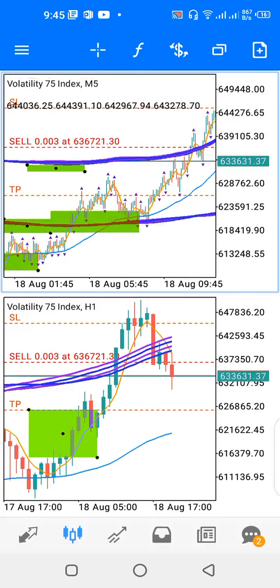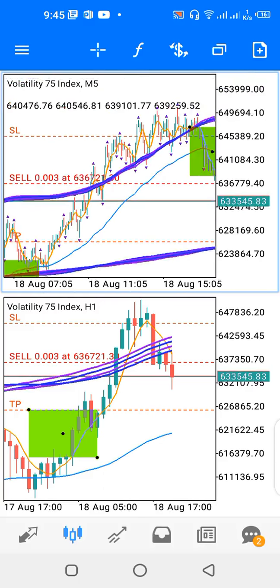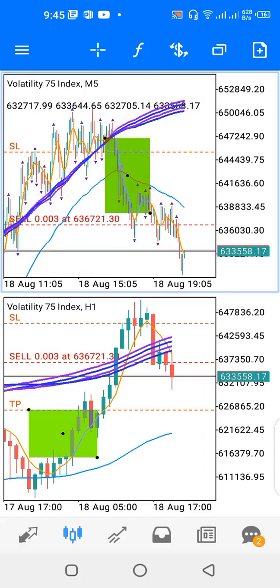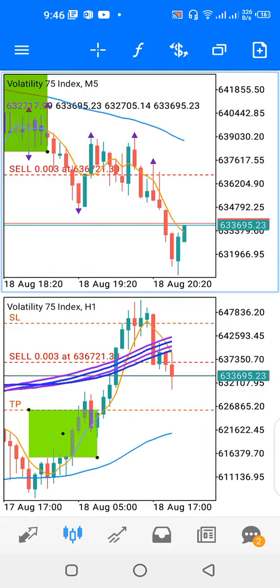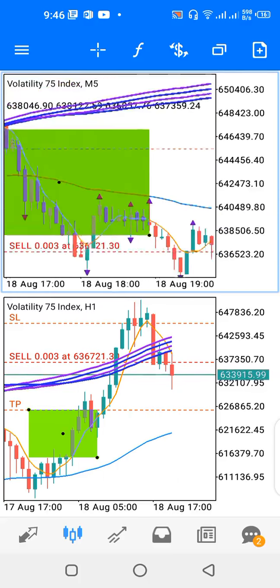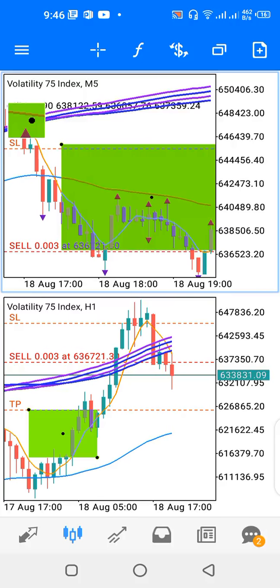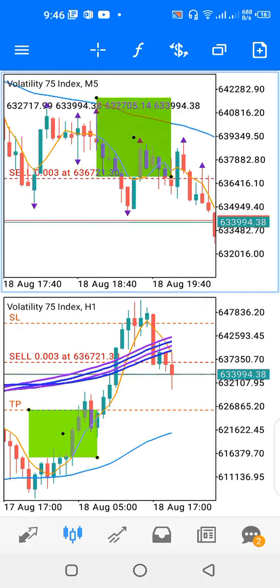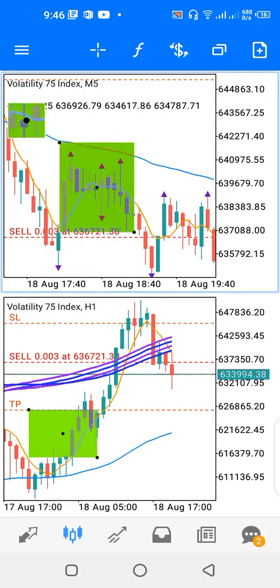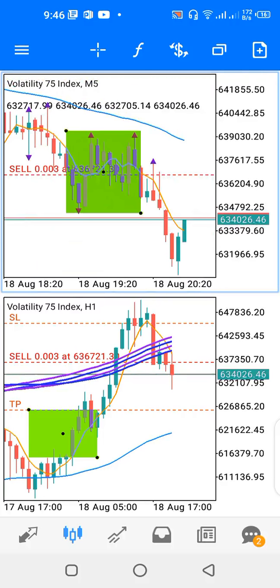So that's just what this strategy is all about. Simple but effective strategy. All right, as you can see, price is going down. Though we are having some retracement, just like we had retracement here. Price went up but still continued down.